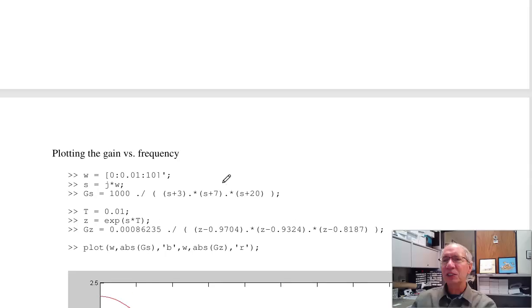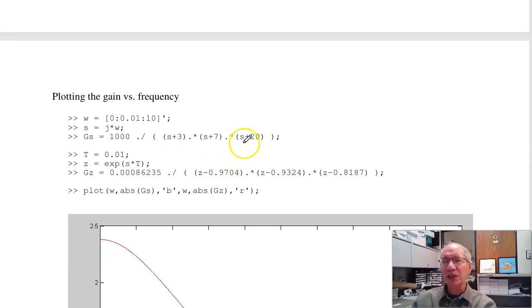What that means is when I implement this filter, it really doesn't matter if I implement it in the S-plane using an op-amp circuit with capacitors, or in the Z-plane with a program. The end user really can't tell the difference.